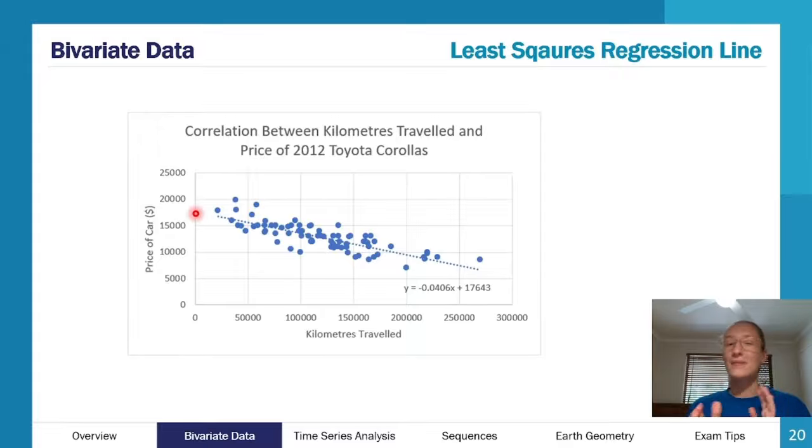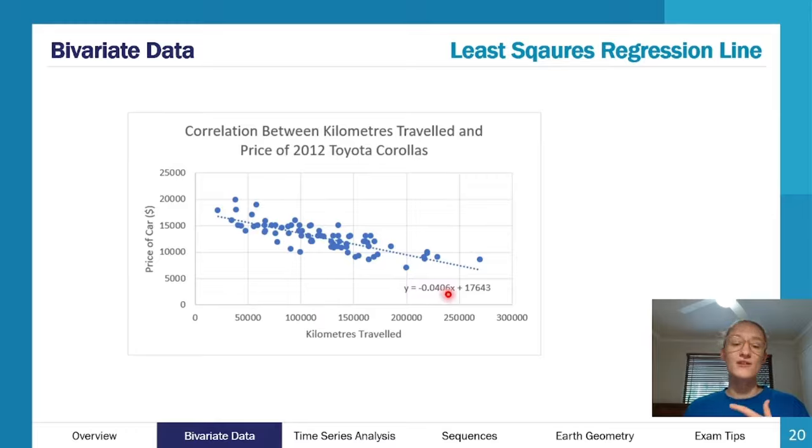But again, extrapolation isn't always super reliable for a lot of reasons, which we're going to touch on a little bit later. And then we can also see that for every 1 unit increase, so for every extra kilometer the car travels, the price of the car is dropping by about 4 cents. So that's how I'd interpret this here.